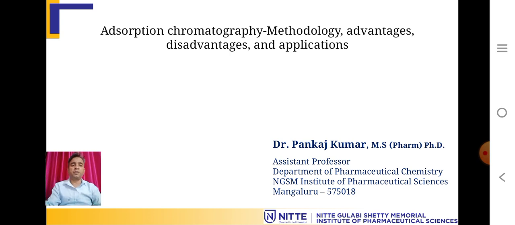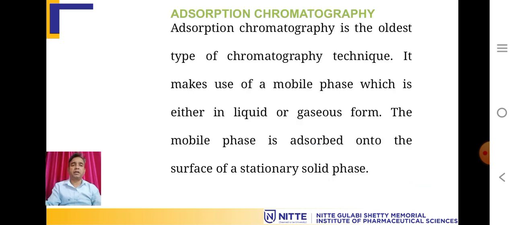Before we go into adsorption chromatography, let us see how adsorption chromatography works. This is the oldest type of chromatographic technique. It makes use of a mobile phase, which is either in a liquid or in a gaseous form. The mobile phase flows over the surface of a stationary solid phase. So the compound which has to be separated is placed onto the stationary phase, and it is flowed with a mobile phase which can be either a liquid or a gas. When we use a combination of a stationary phase and mobile phase, the mixture is separated into individual components, right?